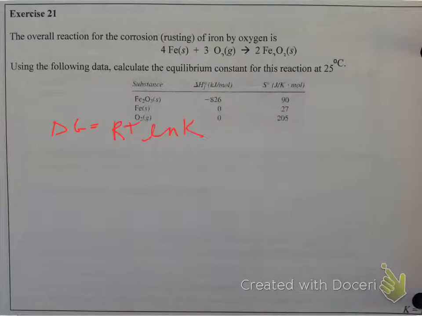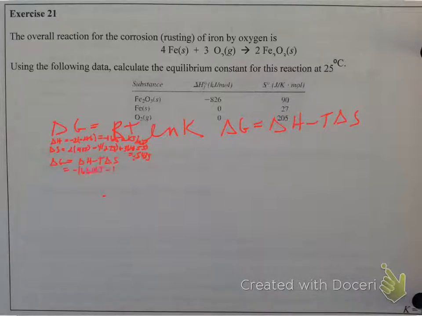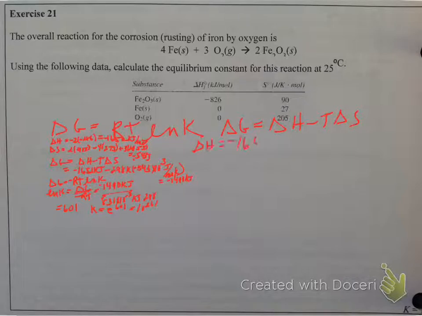Okay, so delta G is negative RT ln K, and I can also use delta G equals delta H minus T delta S. I wrote really small here, and I apologize, you probably can't see it, but I'm first calculating delta H using the table of values. Then I calculate delta S using the table of values. I calculate delta G using delta H minus T delta S. Once I have my delta G, I plug that into the RT ln K equation and calculate my K.